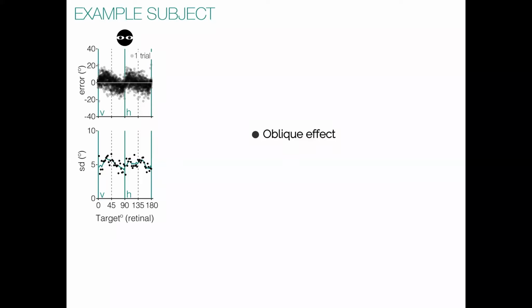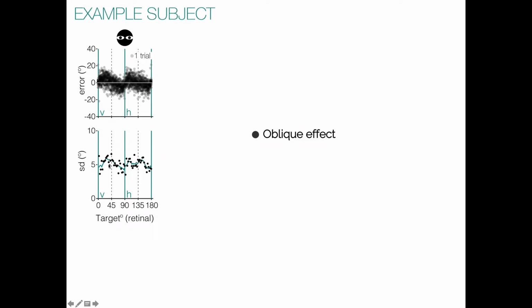Long story short, this is just your classic oblique effect, where you see that in this particular individual subject. And this is why we require so much data. Estimating standard deviation is a little bit data hungry. You see that there's this double bump here. So people are better at these cardinal orientations, and they're worse at this oblique orientation.